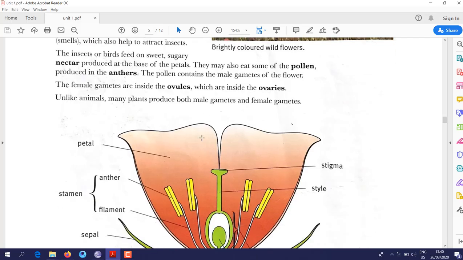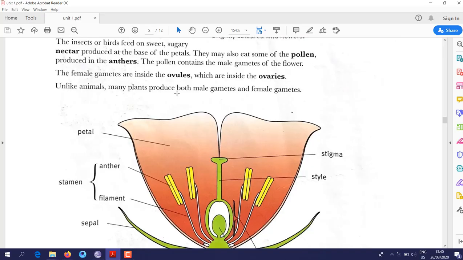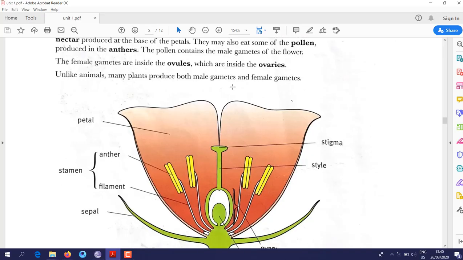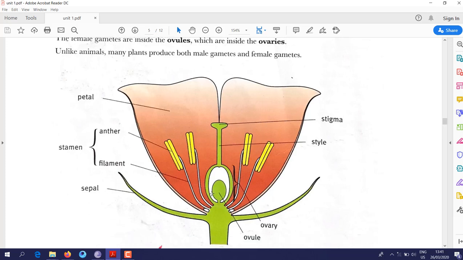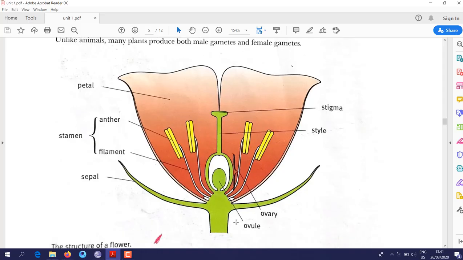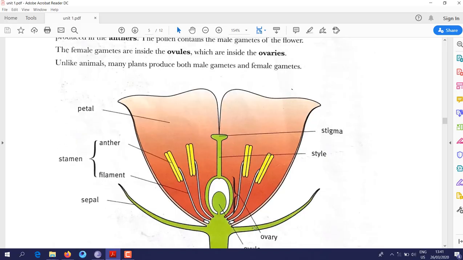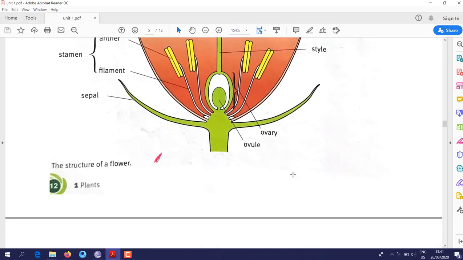Then after that, the female gametes are inside the ovule, which is inside the ovary. Here it's the ovary. This part has an oval shape. This is the ovary. Inside it, this part, we call it the ovule. The ovule is the gamete of the female cells.